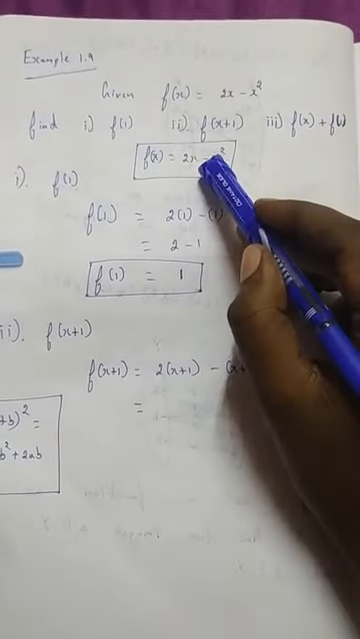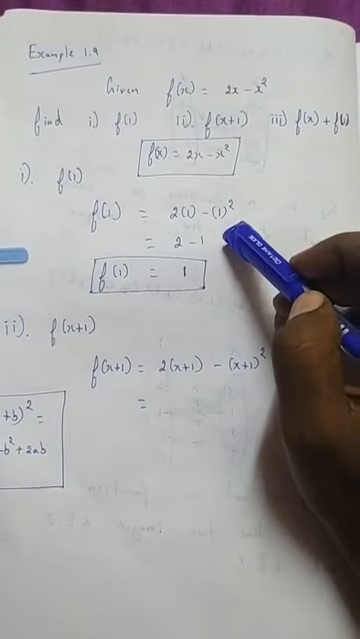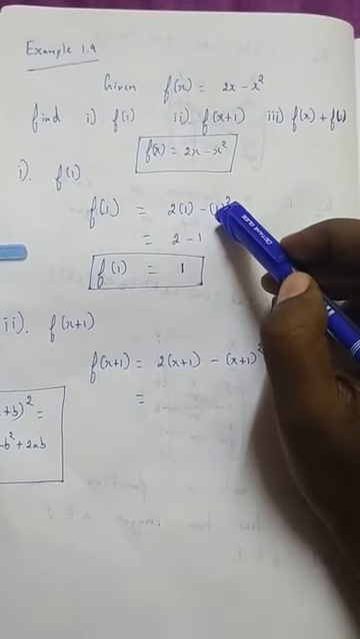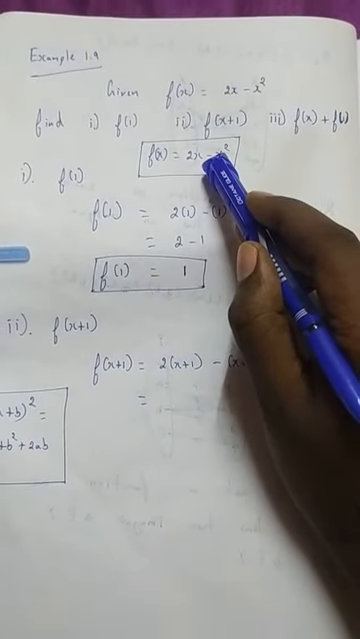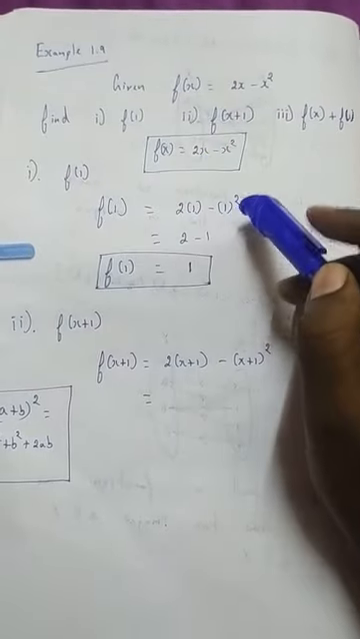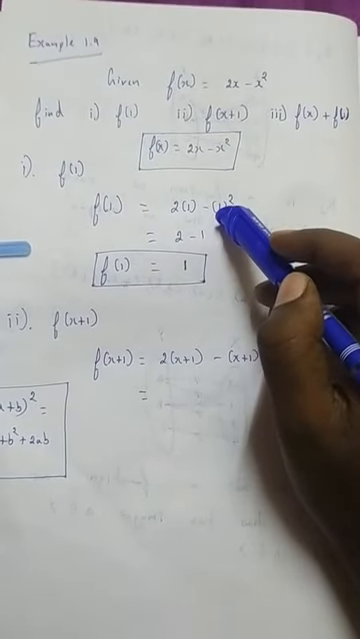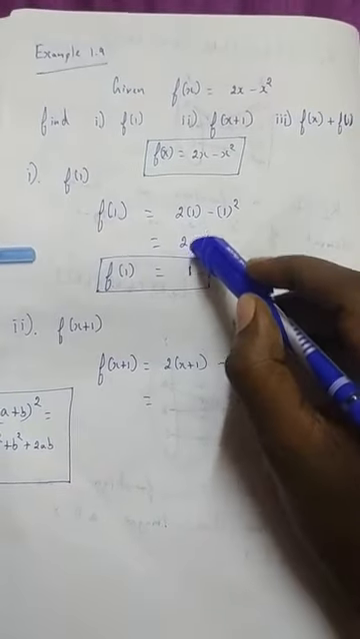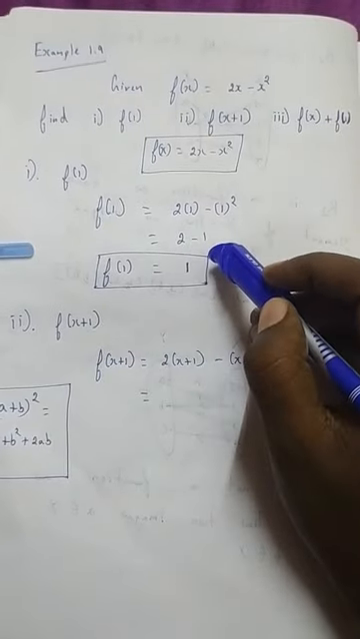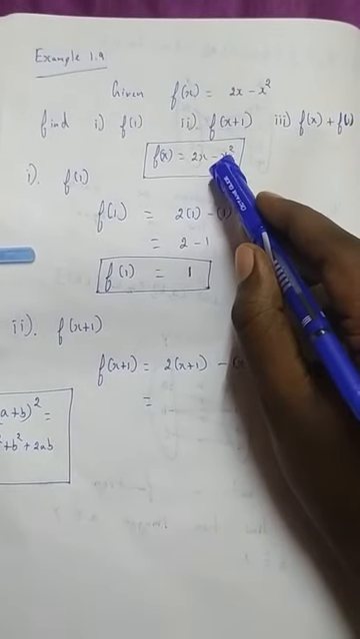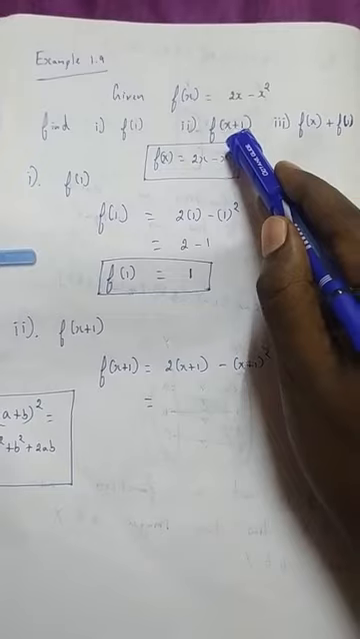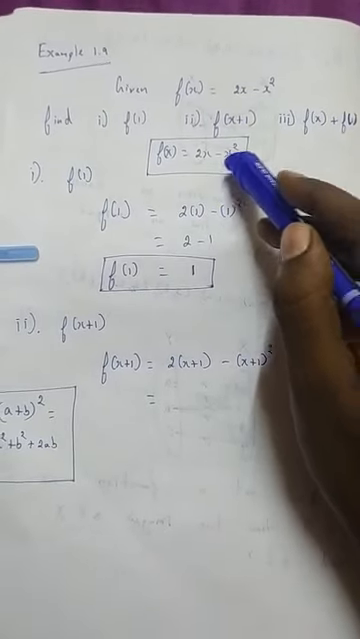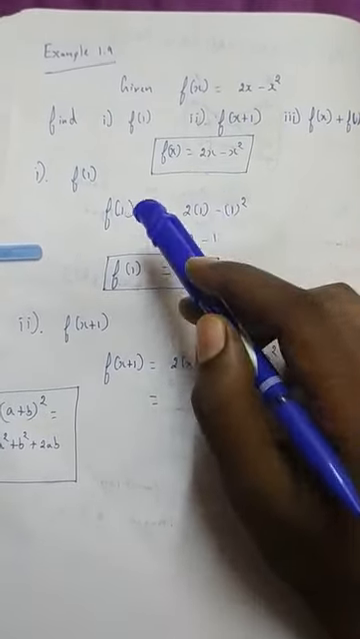And one more thing, this minus is not the sign of this 1. This minus is separate. Some of them may think minus 1 square, so minus 1 square is plus 1, and they may put plus 1 here. It is wrong. This minus is not the sign for this one. This is separate. So, okay.